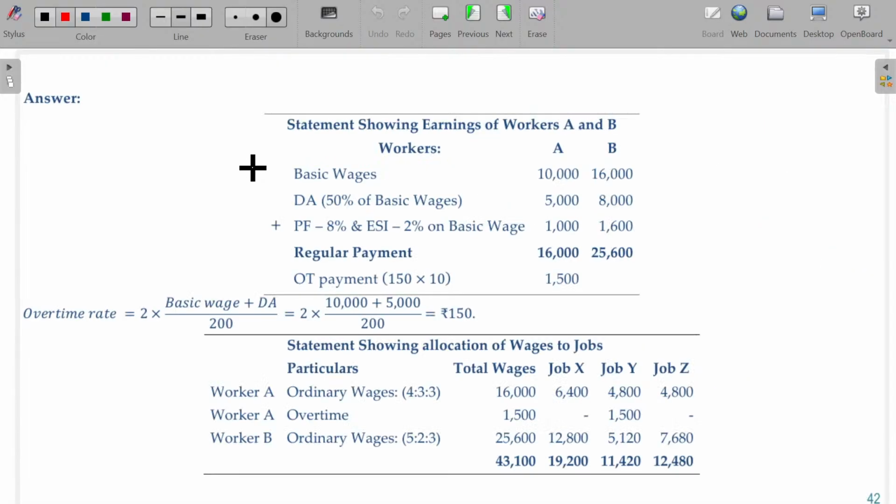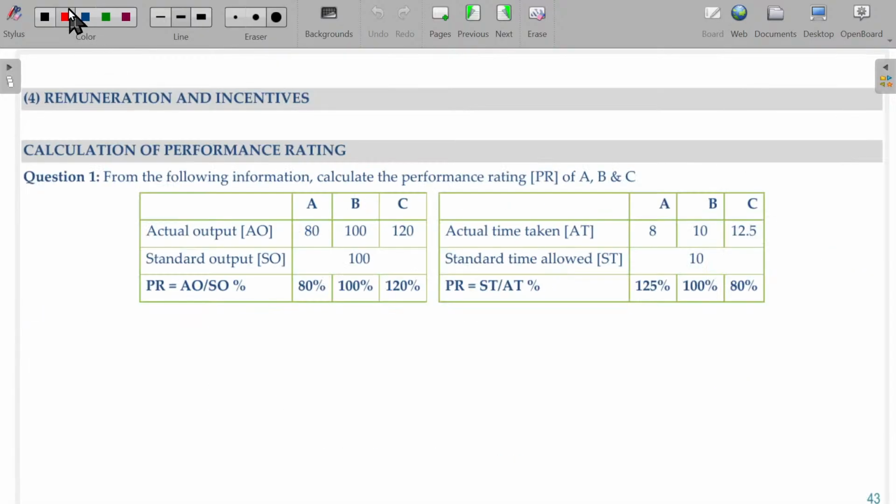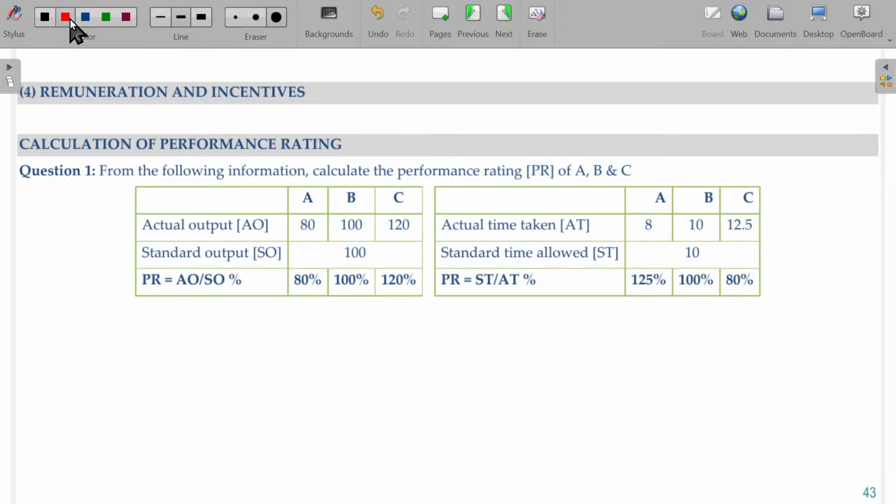Now, remuneration and incentives. Usually remuneration or incentive may be fixed based on the employee's performance. Okay. So then it's mandatory to find out the performance rating also. Understand that.